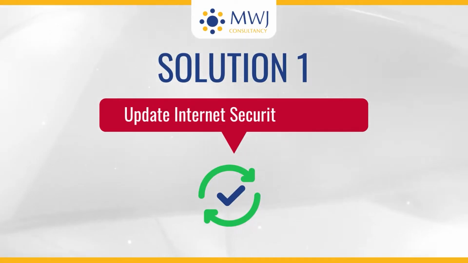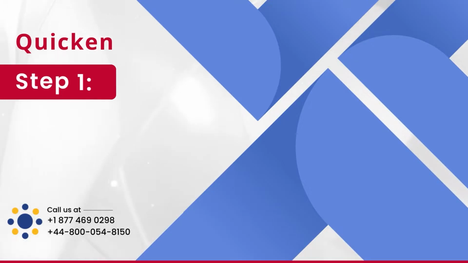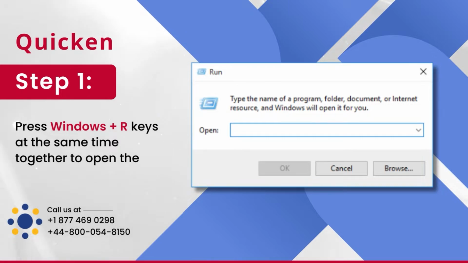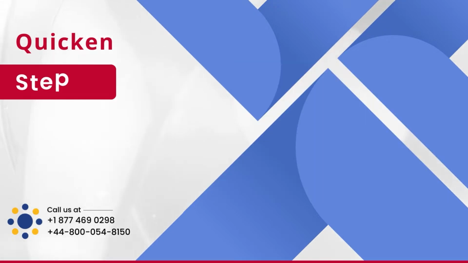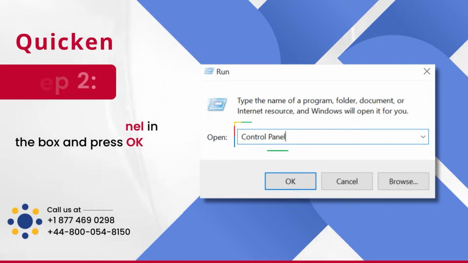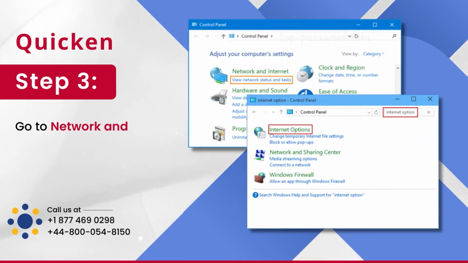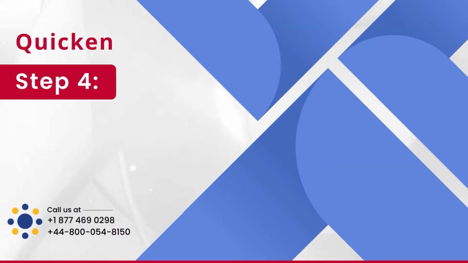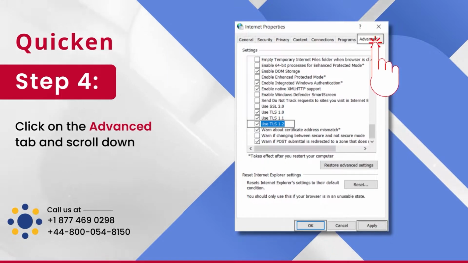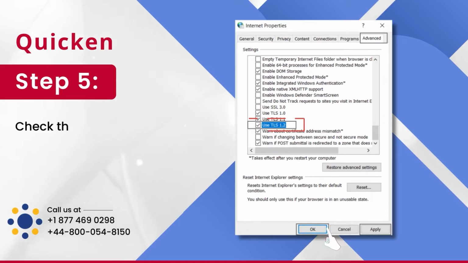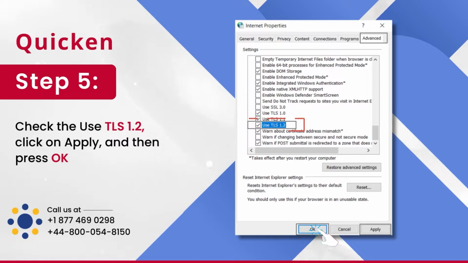Update Internet security settings. Step 1. Press Windows plus R keys at the same time together to open the Run dialog box. Step 2. Type in Control Panel in the box and press OK. Step 3. Go to Network and Internet and then select Internet options. Step 4. Click on the Advanced tab and scroll down to the Security section. Step 5. Check the Use TLS 1.2, click on Apply, and then press OK.